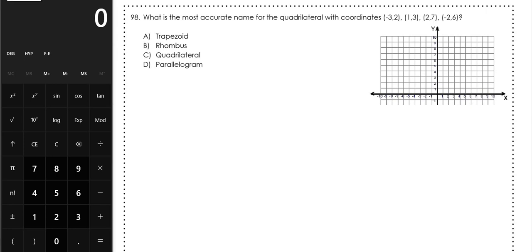Number 98. What is the most accurate name for the quadrilateral with the coordinates listed? Okay, our choices are trapezoid, rhombus, quadrilateral, and parallelogram. All right, let's see what this shape looks like. Take a moment now, go ahead and graph it.